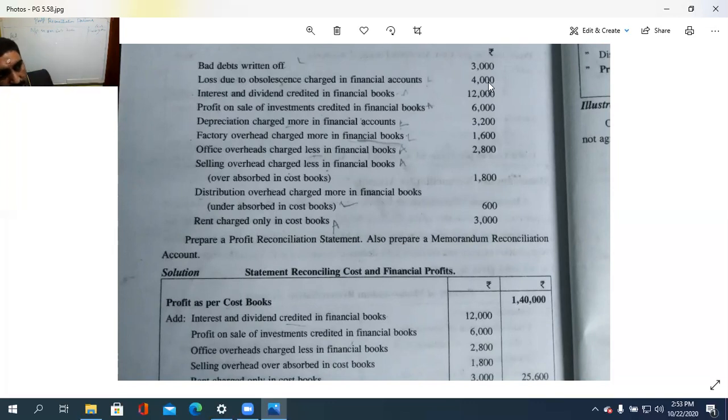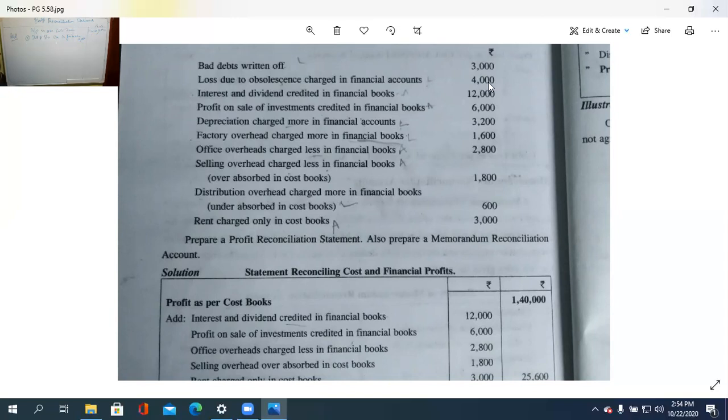So what is that? Income, isn't it? Credited means what? Received. So first item, interest and dividend credited in financial books. Inner column you can take it, because only the net amount needs to be put outside. So it is 12,000. Next item, profit on sale of investment credited in financial books.